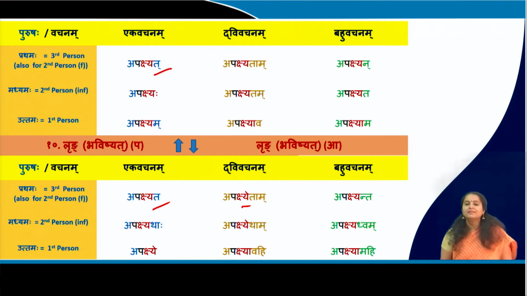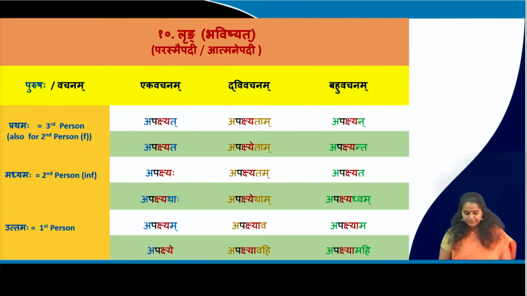Astu. And then in the Atmanepadi kim bhavati? Apakshyata, apakshyetam, apakshanta, apakshyathaha, apakshyetham, apakshadhvam, apakshye, apakshyavahi and apakshyamahi. Astu, spashtam asti. So how would you say, if we had the time, we would have cooked food for ourselves? Yadi samayaha abhavishyat vayam bhojanam apakshyamahi iti. Astu, spashtam.